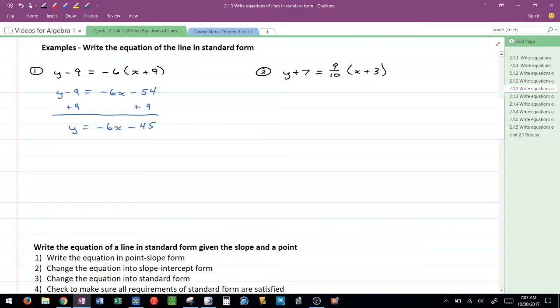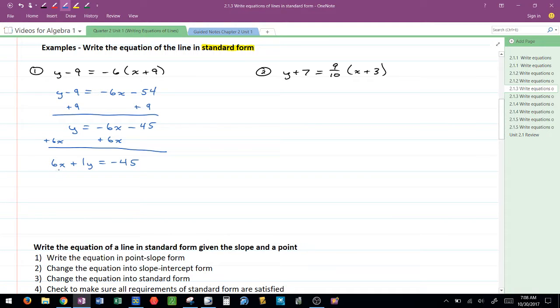Okay. So from here, all that I have to do is make sure that x and y are on the same side, because remember, we're trying to go to standard form. I need to get x and y over on the same side, and then I'll check the specifics. So what do I do with this minus 6x to get it over to the correct side? I have to add 6x. All right, so my equation now says 6x plus 1y equals negative 45.